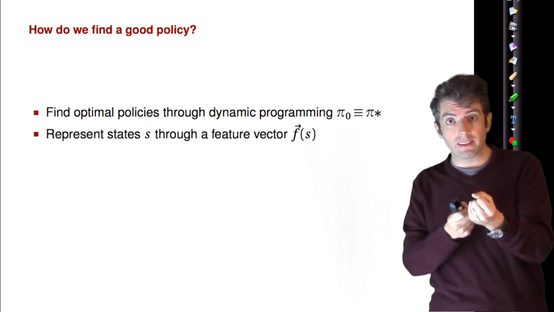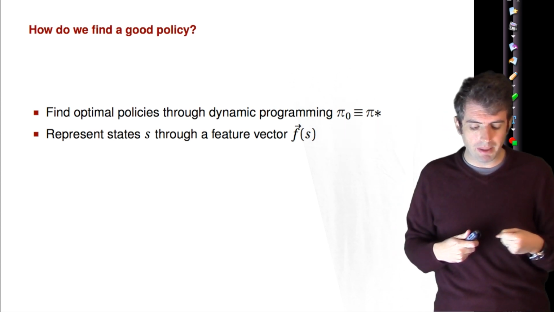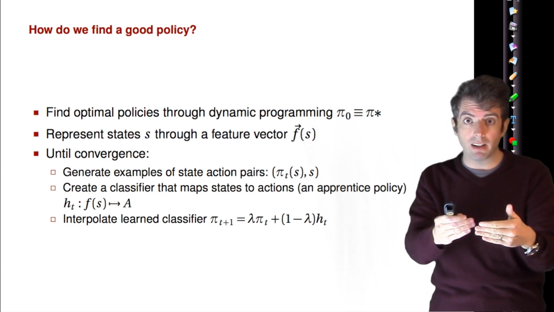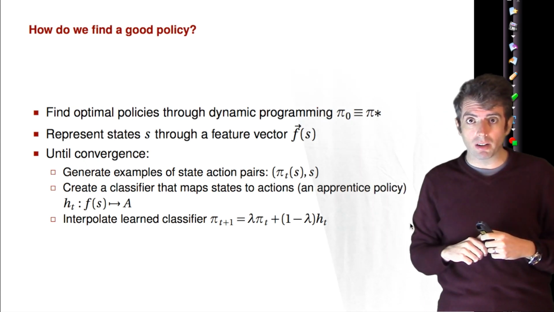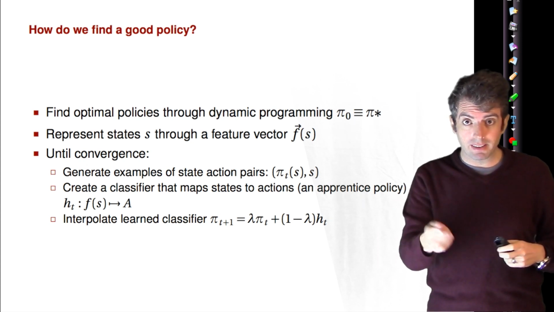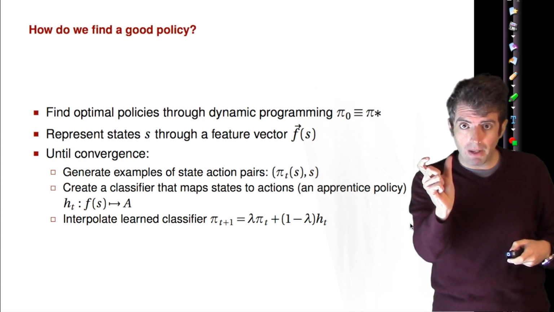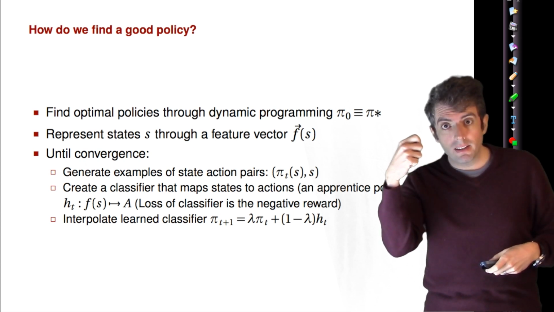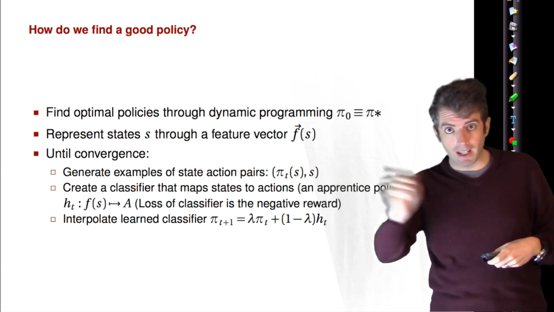So we find good examples of policies either from experts, or sometimes we can solve this explicitly with dynamic programming, and then we're going to represent each state with a feature vector. Then we train a classifier on that data, and that classifier now becomes a policy, and we can execute that policy through our state space. But this learned policy is not going to be as good as the expert policy that we're trying to emulate. And so what we can do is we can interpolate between these two policies. One important detail is that as we train this policy, the loss is going to be related to the reward that you get from following this policy.